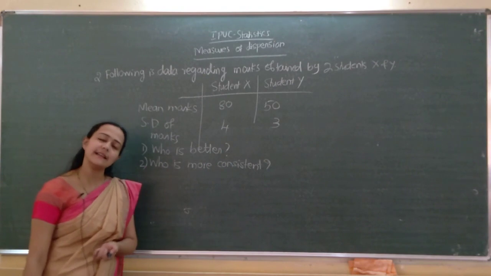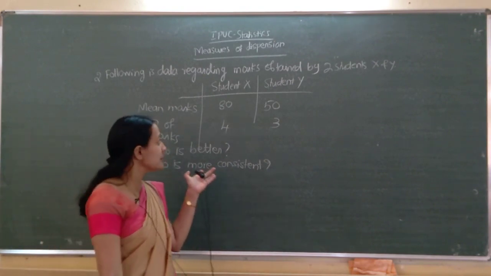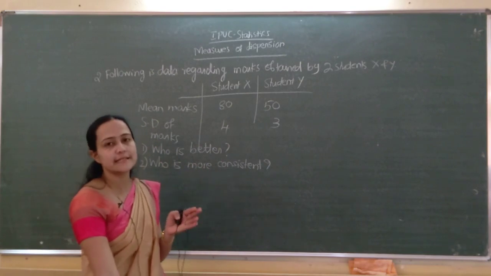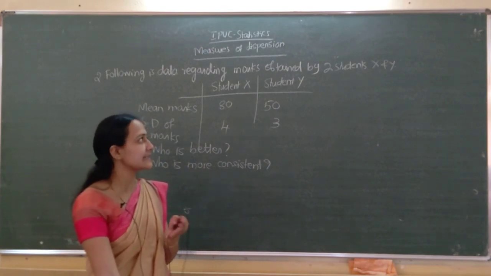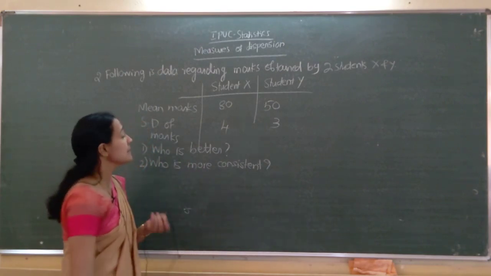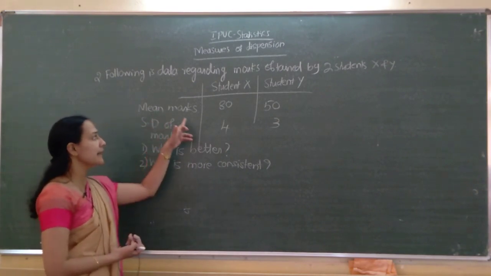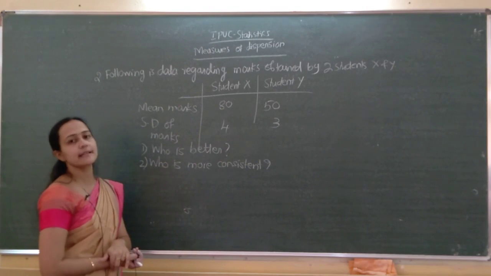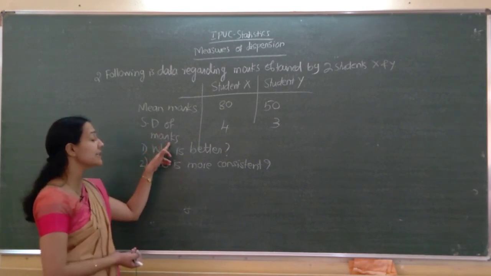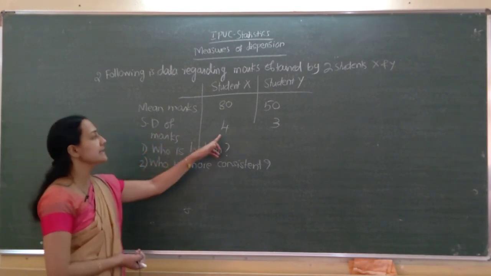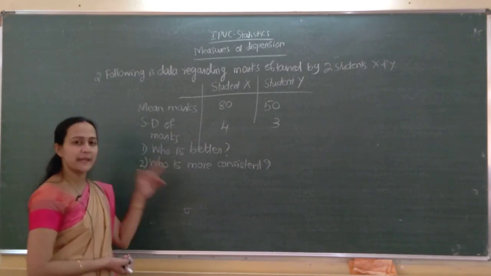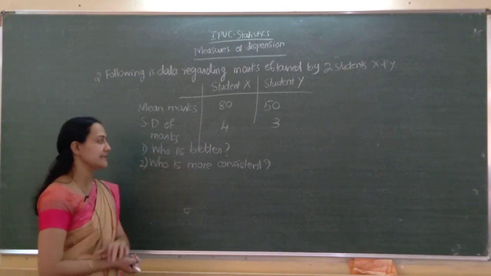See, here it is a simple question. What is given? Two students are there, student X and student Y. For student X, mean marks X bar is given. For student Y, X bar is also given. Standard deviation of marks, sigma, is also given for both students. Who is better? Who is more consistent?